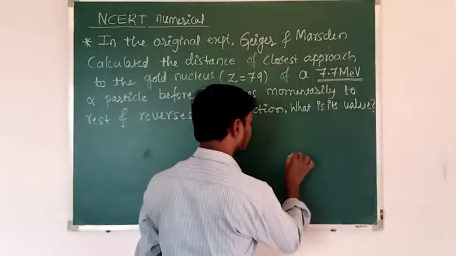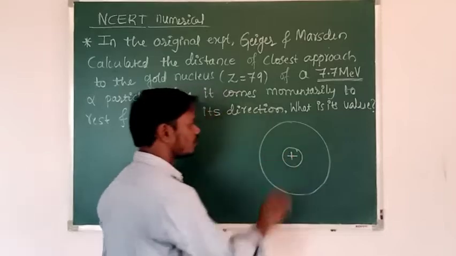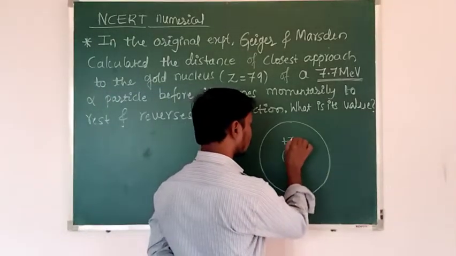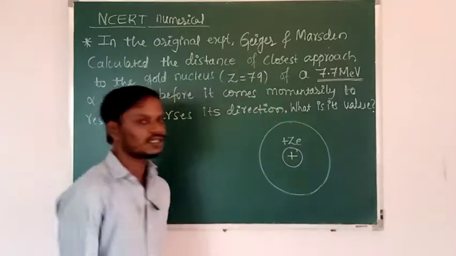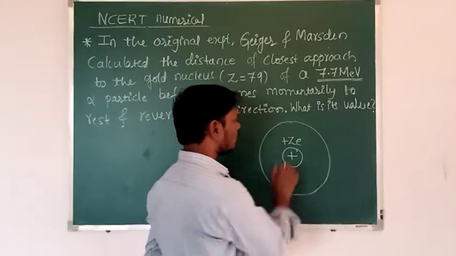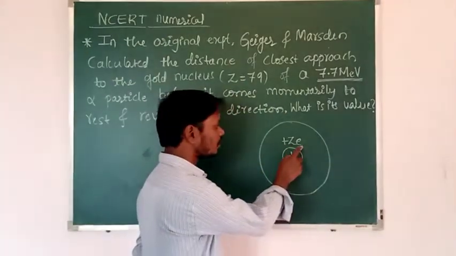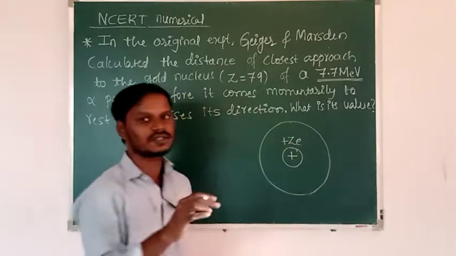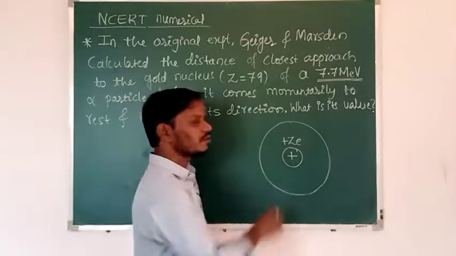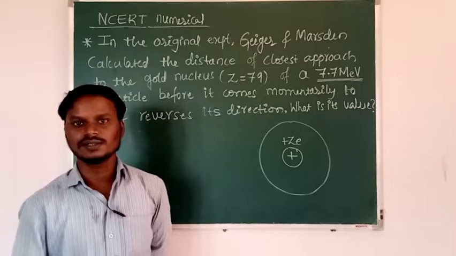See here, this is the nucleus of an atom. This is the atom and this is the nucleus of the atom. Then what is the charge on the nucleus? That is plus Ze. Z is the number of protons present in the nucleus, and e is the charge on each proton. The number of protons times the charge on each proton gives the total charge on the nucleus, because the total charge on the nucleus is due to protons but not neutrons, because neutrons are neutral.